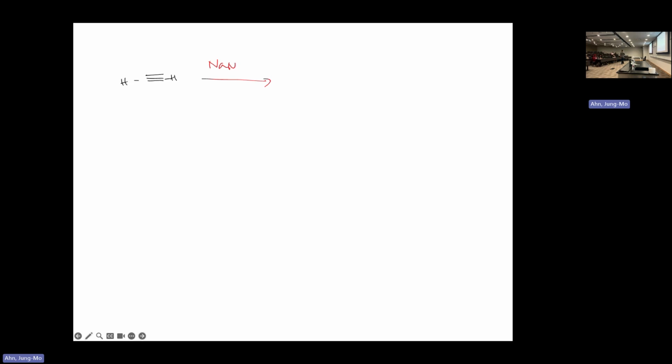If you're using a strong base like sodium amide, then you'll be able to take these protons out. That makes the carbon of the triple bond negatively charged. That is a very good nucleophile. At the same time, it's also a very good base too.